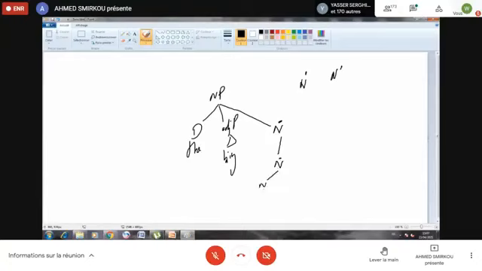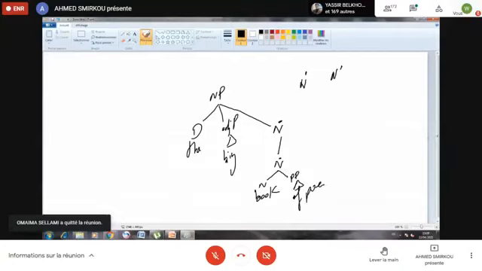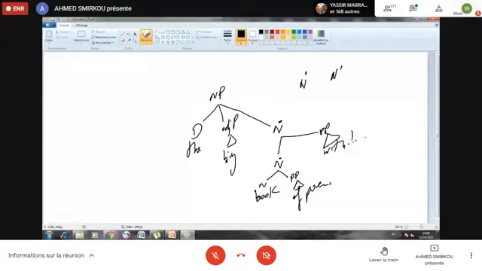So here, the noun book, and here, the first preposition phrase of poems, and here, the second preposition phrase with the red cover. Now it is clear. Let's call this one N1, N bar one.